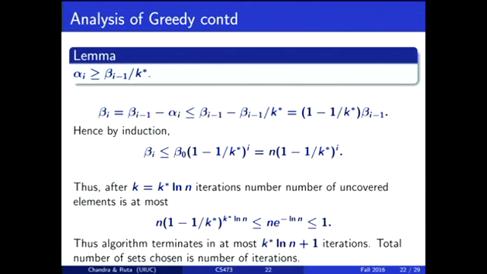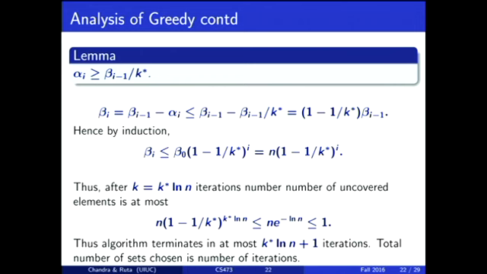But maybe it doesn't cover everything. But what can we say? After it picks k star sets, even though we don't know what k star is, the number of elements left is no more than n over e. So we are covering n times 1 minus 1 over e. Does that make sense? What is i? i is the number of iterations of the algorithm. After i iterations, this is how many are left over. I'm saying that if i equals k star, then beta k star is less than n times 1 minus 1 over e, so beta k star is less than n over e. Okay?